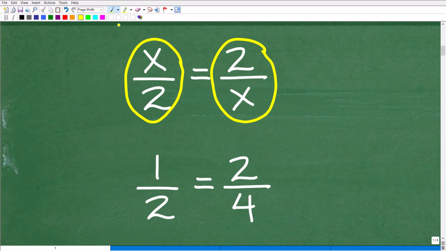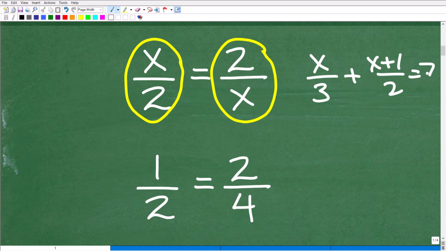Now specifically, it's one fraction equal to another fraction, not something like this: x over 3 plus, let's say, x plus 1 over 2 is equal to 7. This is not a proportion because we're not dealing with, let's make this into a fraction actually, something like that.